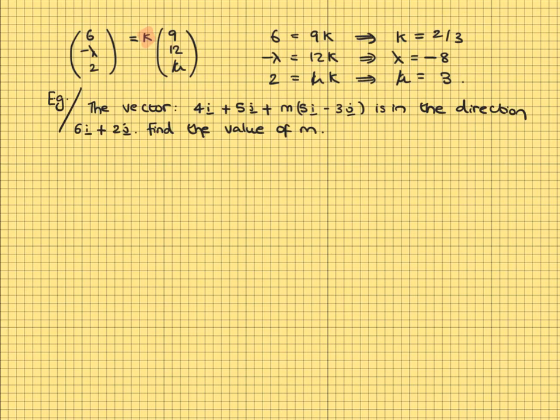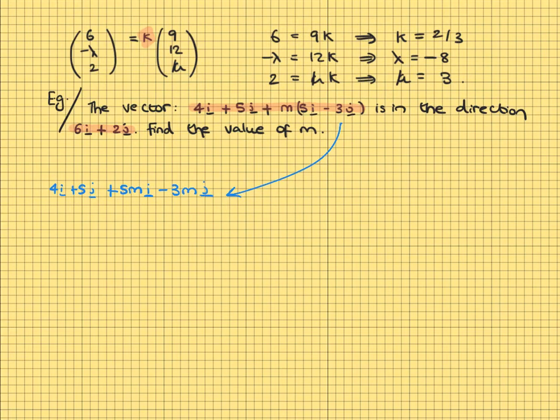So we are told that the vector 4i plus 5j plus m multiplied by bracket 5i minus 3j is in the direction 6i plus 2j. Find the value of m. So let's deconstruct this vector here in a little bit more detail. 4i plus 5j plus 5mi, if we expand the brackets, minus 3mj.